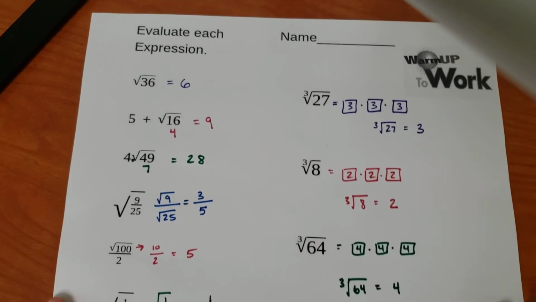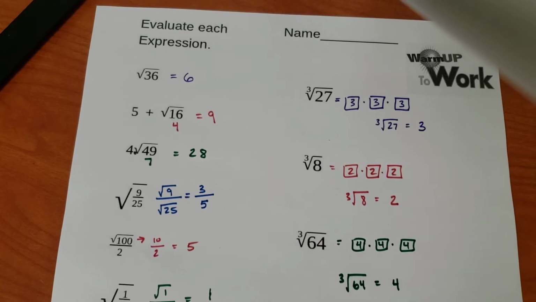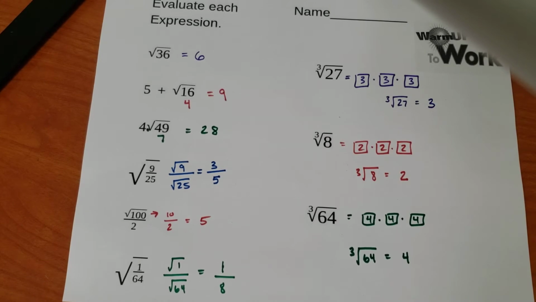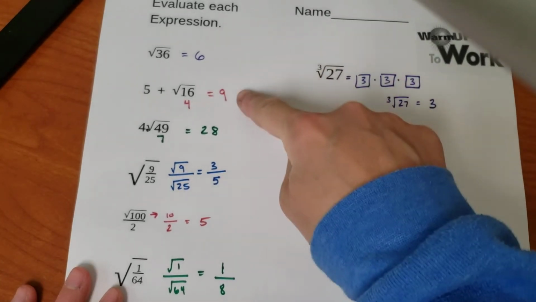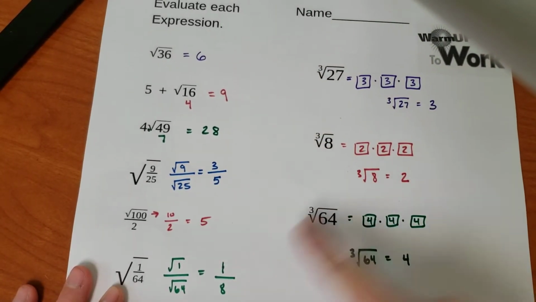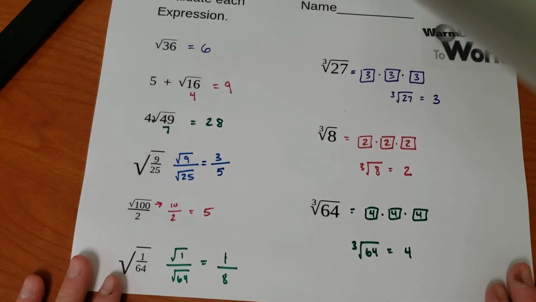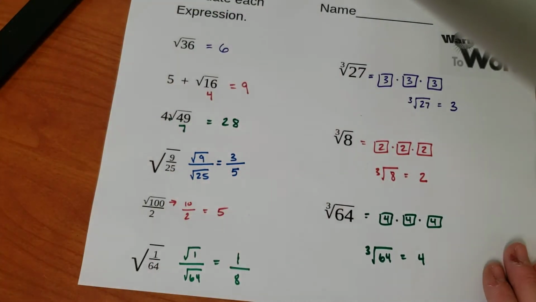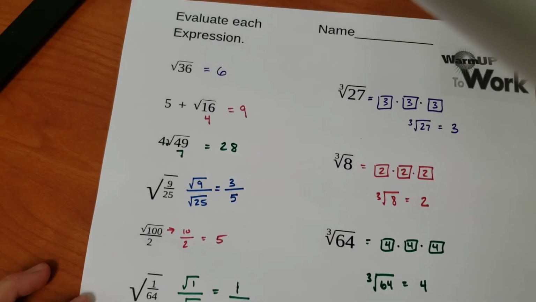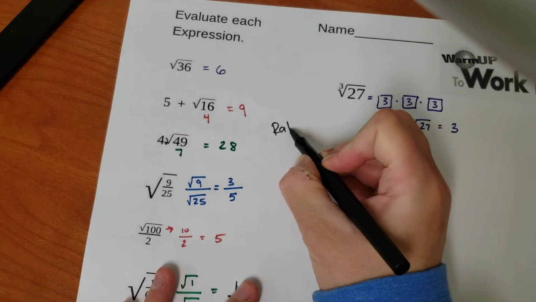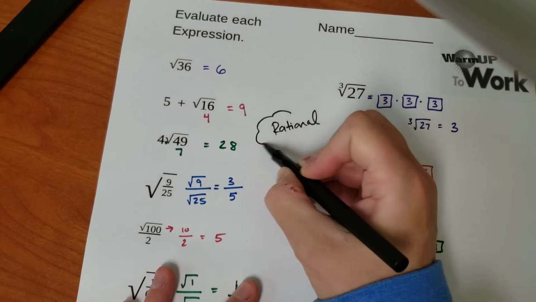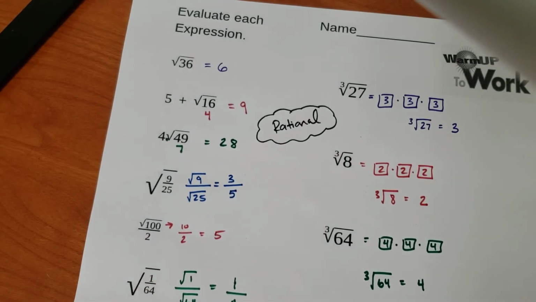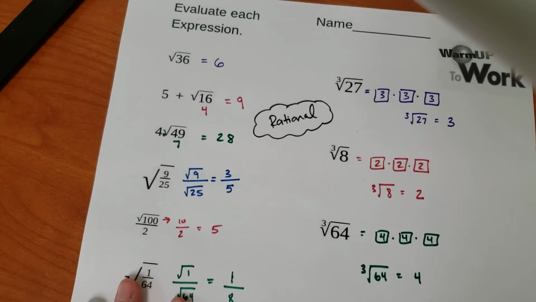All right, so now we've done some evaluating. Notice how every single one of these numbers that we have here were easily evaluated to either a fraction or a whole number. 6, 9, 28, 3/5, 5, 1/8, 3, 2, 4, every single one of them. That makes every single number or expression on this paper to be rational, because every single one is either a whole number or a fraction, and all whole numbers and fractions are rational. All right, let's get started with some classifying.